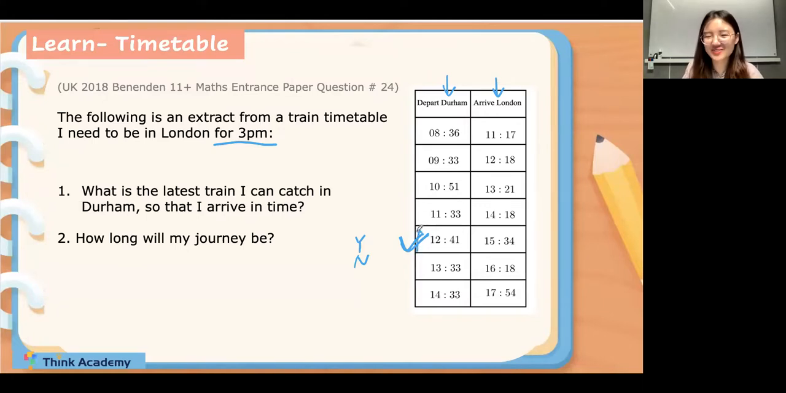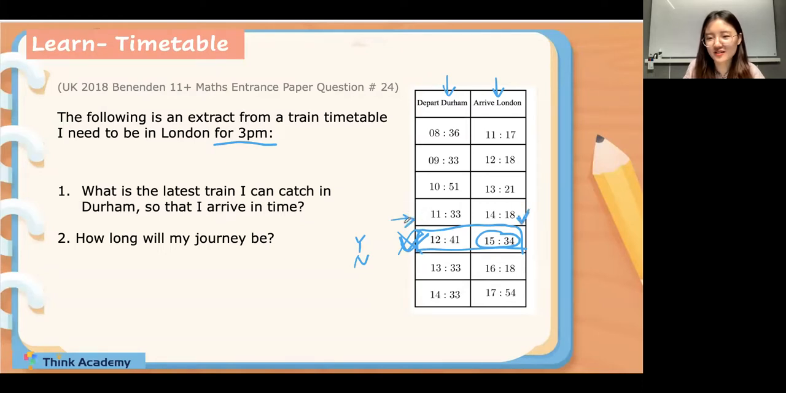let's see how to read this timetable. So for this train, if I choose this one, I will arrive at London at 50:34, and I will be late because I need to arrive at London before 3 p.m. Right? So this one cannot work. But can this one work, everyone? Can this one work? Y for yes, N for no.